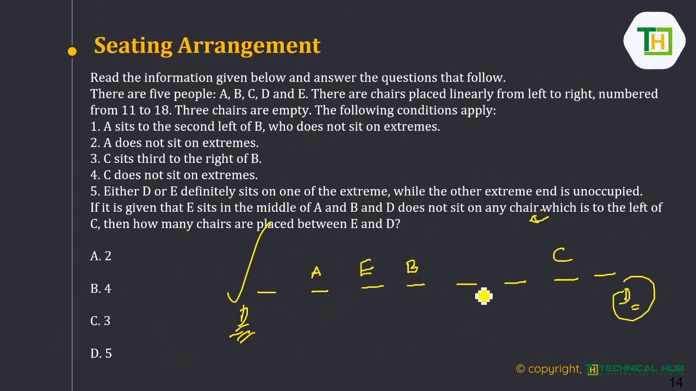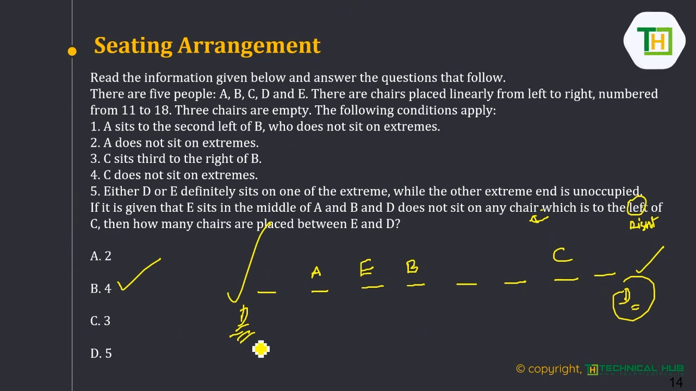So I think here, this is which is to the right of C is given. Left replaces right. So definitely D's position is here. Between E and D, how many chairs here? 1, 2, 3, 4. Four chairs is the right answer.